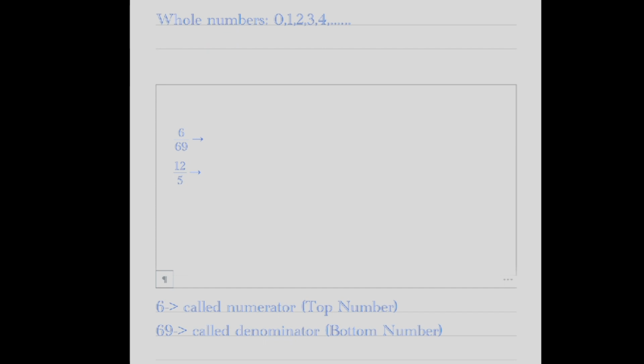As I said before, the top number is called the numerator, and the bottom number is called the denominator. If the numerator is less than the denominator, that's called a proper fraction. And with a fraction like 12 over 5, where 12 is our numerator and 5 is our denominator, 12 is greater than 5 or equal, so that's an improper fraction.